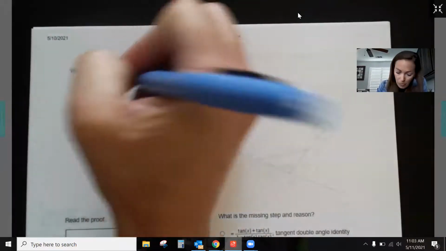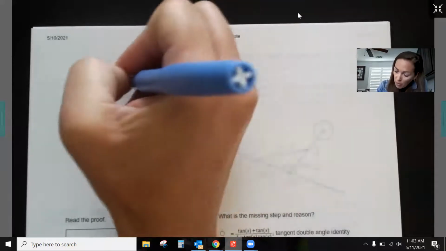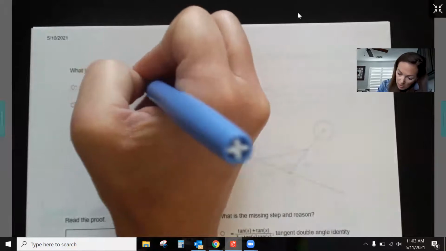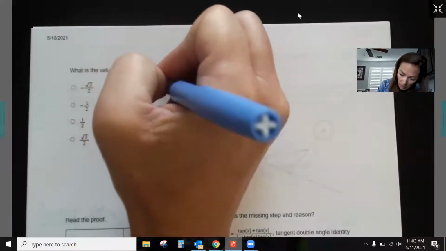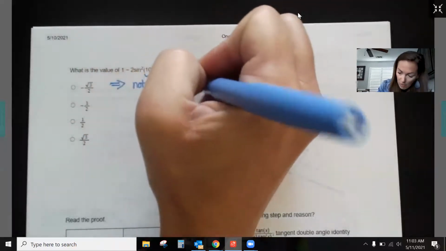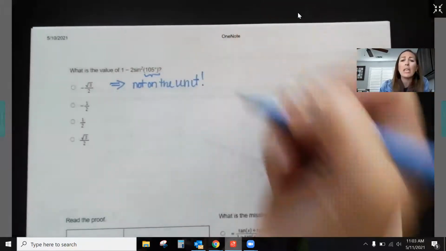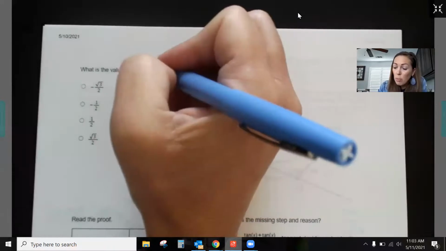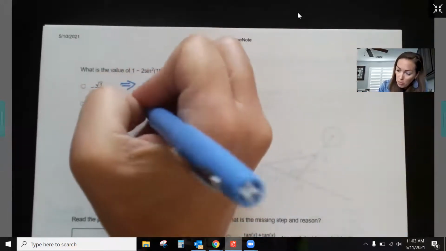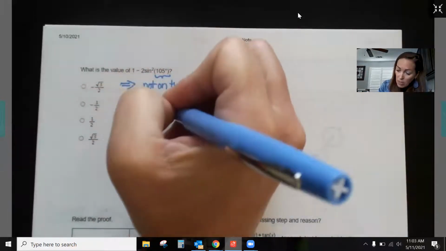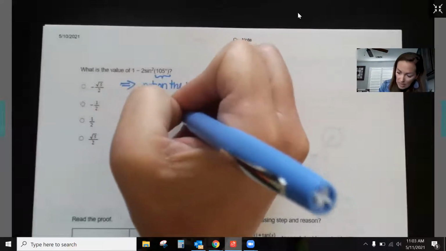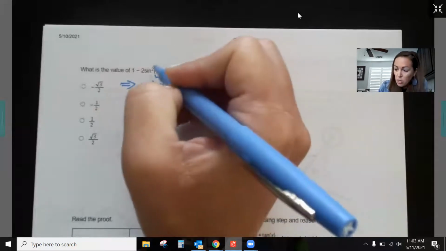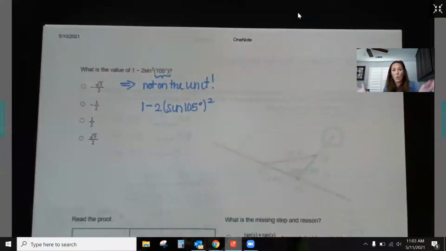So I have my value here, and this piece is not on the unit circle. Now, if it was on the unit circle, it would be so much easier, but it's not. So also I want to point out, what does this squared mean? Let me rewrite this. 1 minus 2, this is the same thing as saying sine of 105 degrees squared. So this is saying I'm squaring that quantity.